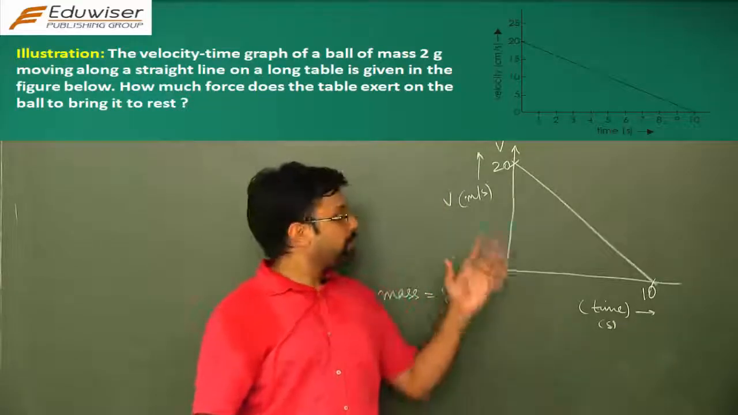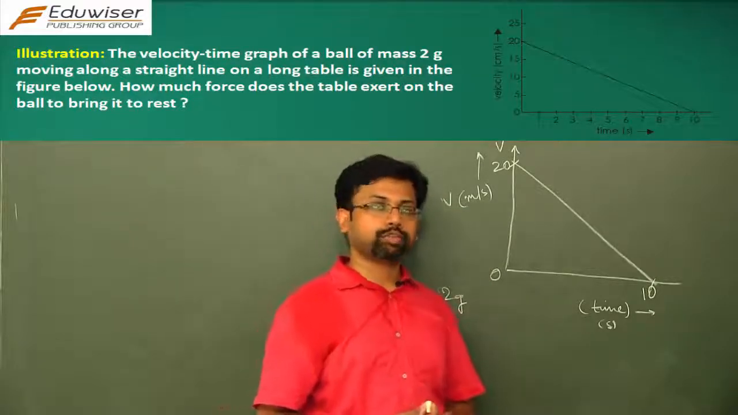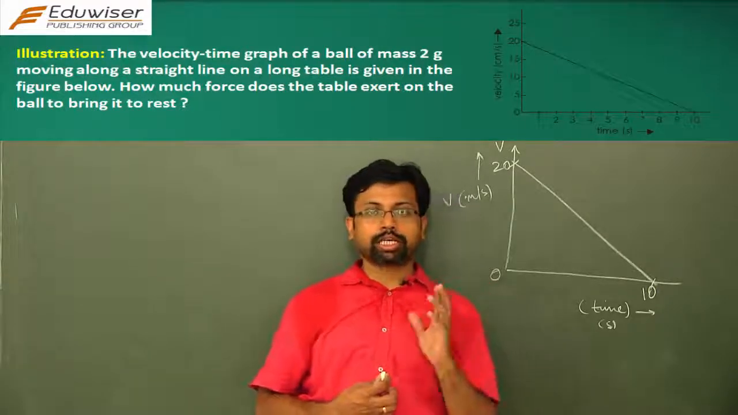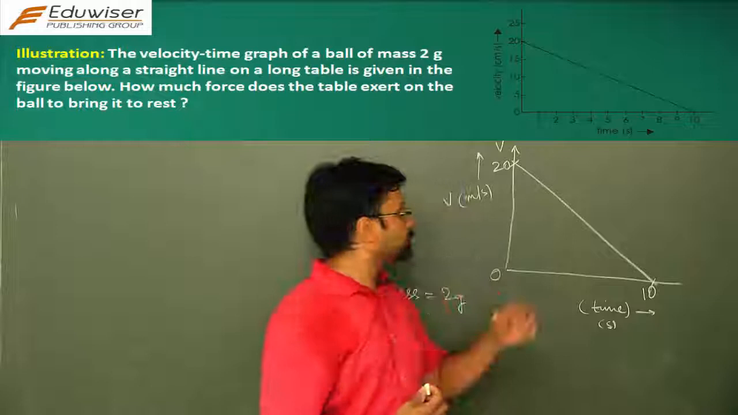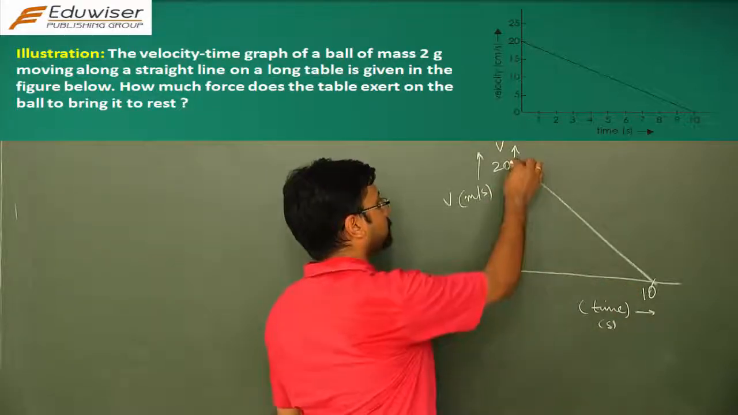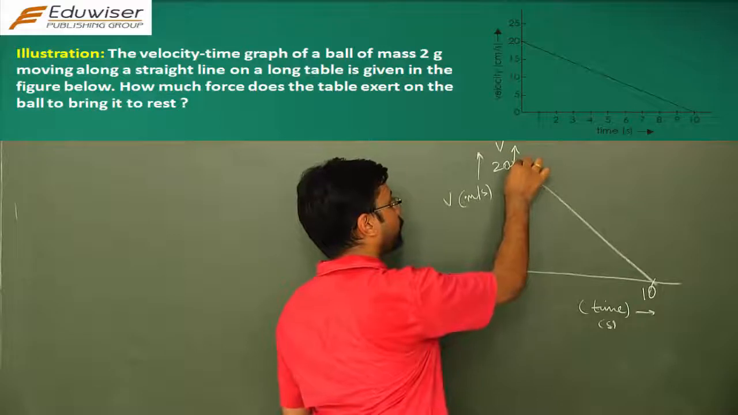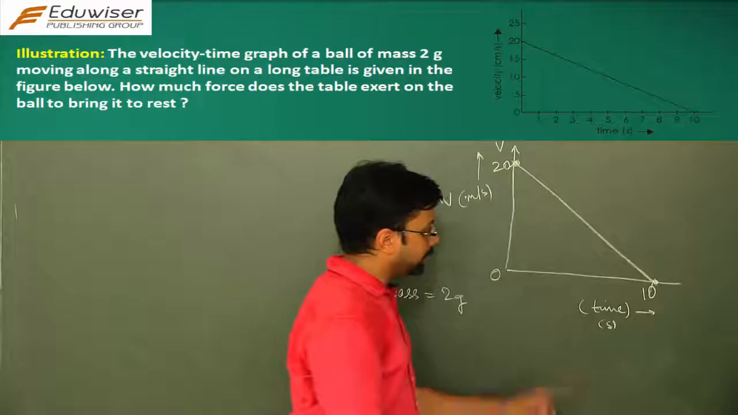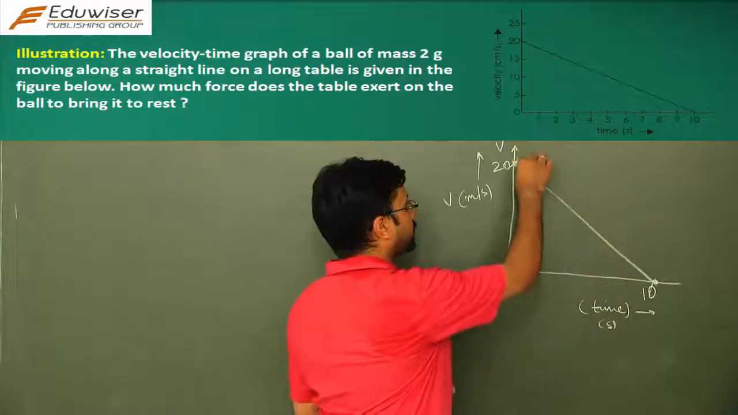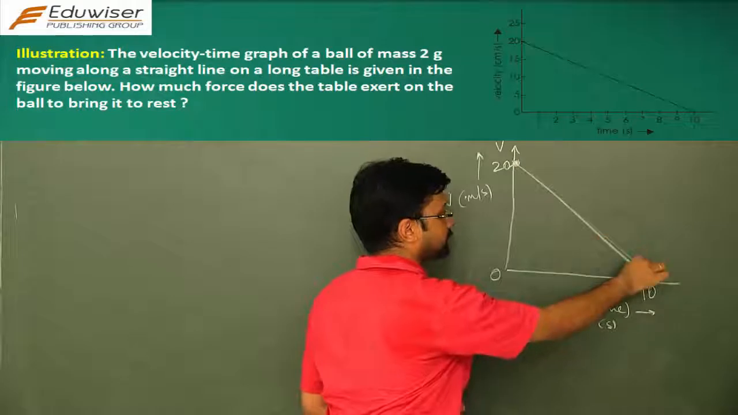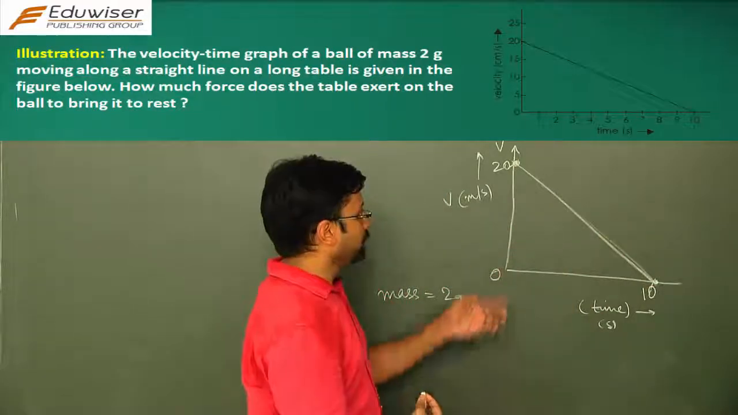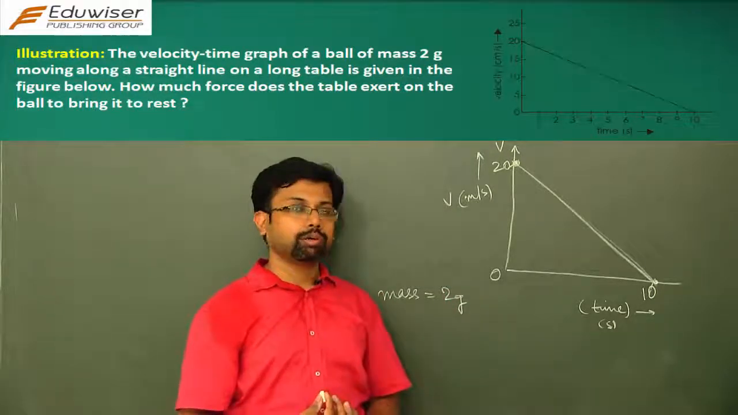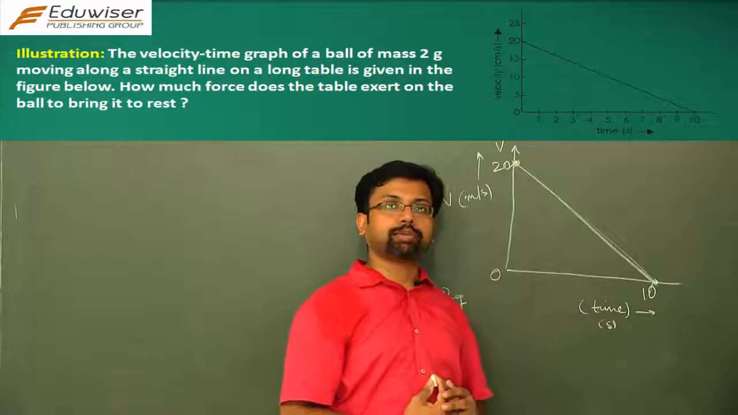So in this question, we have a VT graph, from which we have to find out the acceleration, because the question says that you have to find out the force that the table would exert on the ball to bring it to rest. So this is the motion of a ball as it moves from an initial velocity of 20 meters per second to a velocity of 0 meters per second in 10 seconds. So what is this case? This is a case of constant acceleration. So we first have to calculate the acceleration and multiply it with the mass of the body to find out the force that the table is going to exert.